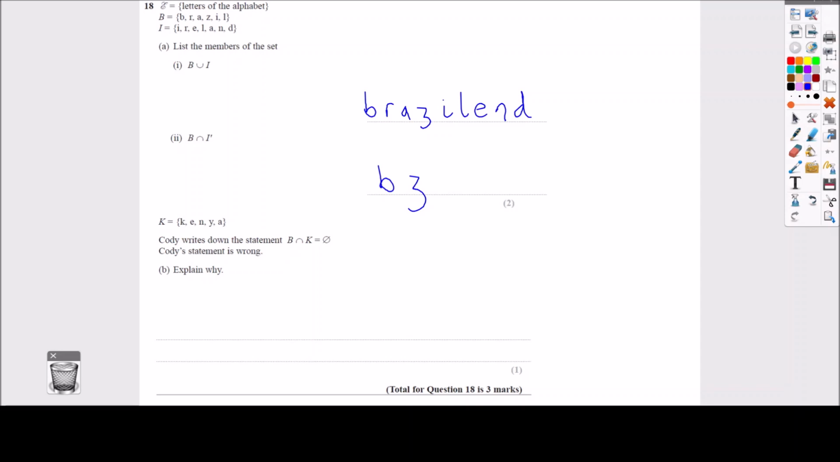Right, now for part B, we've got Kenya being Kenya. Cody writes down the statement B intersection K equals that circular shape with a line through it. Cody's statement is wrong. Explain why.